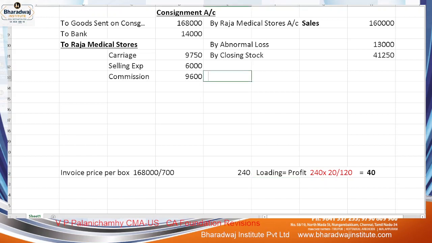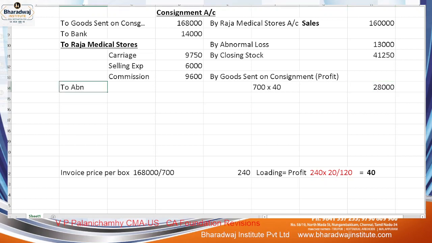So we can easily put it in this method, very simple, without using percentage, for goods sent on consignment. Listen to it, then you can take it up. The profit element alone. How many boxes are sent? 700 boxes into what is the profit per box? 40. 700 into 40 is 28,000. Then for abnormal loss, the profit element alone. How many boxes abnormal loss? 50 boxes into 40, that is 2,000.